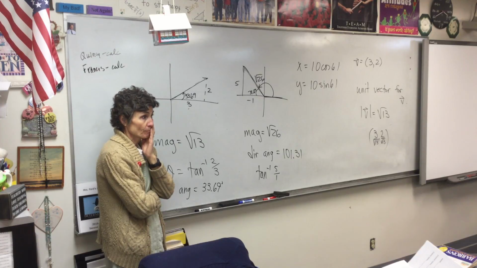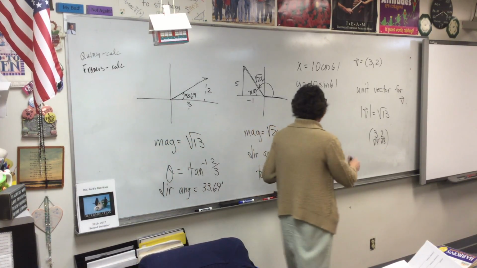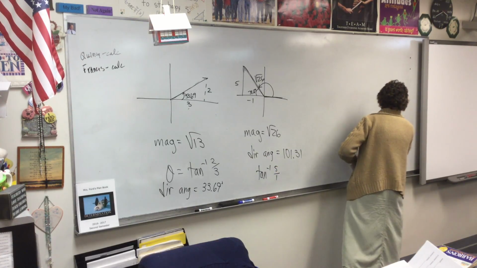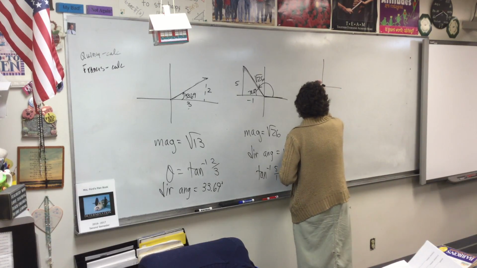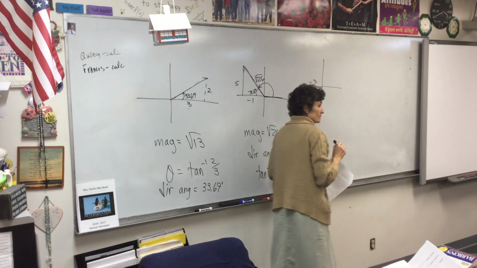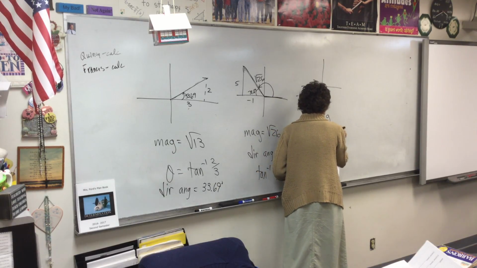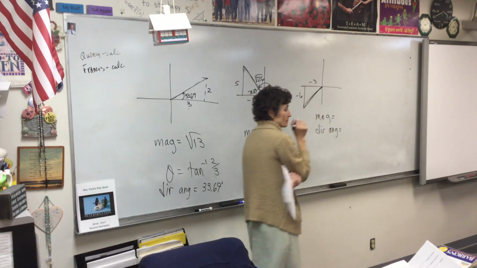Everybody okay? Look at the next one. We're doing the same thing: -3, -6. I need the magnitude and the direction angle. Now this is your magnitude.